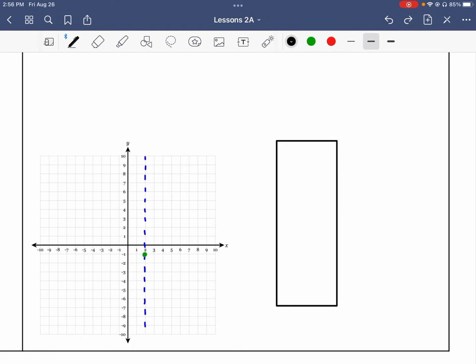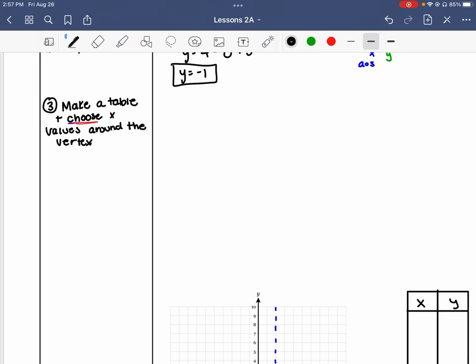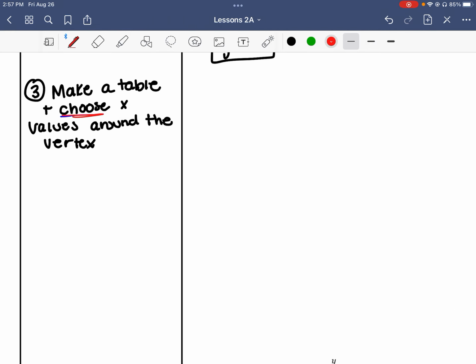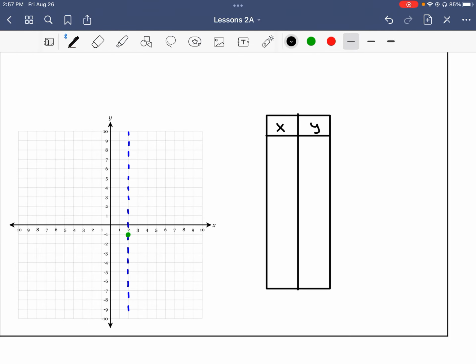So we're going to have x. Let me make that a straight line. X and y. And remember, we need at least 5 points. So I'll put a little note right here. At least 5 points. So 5 or more.